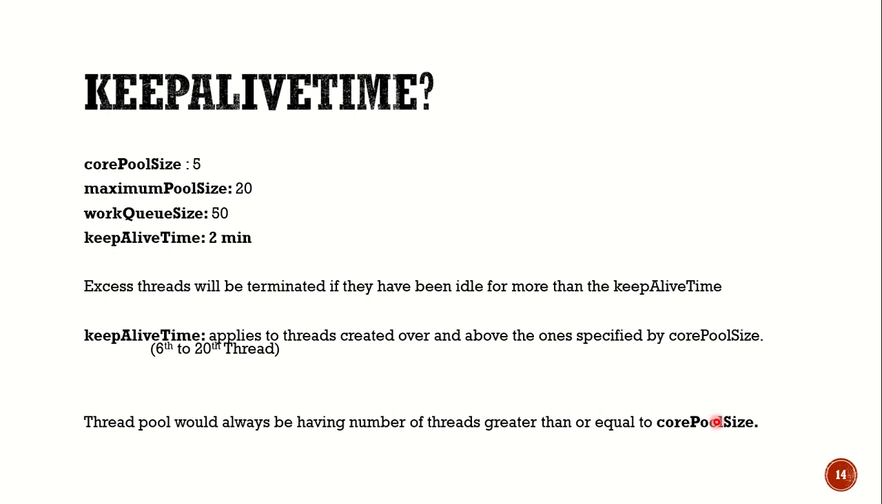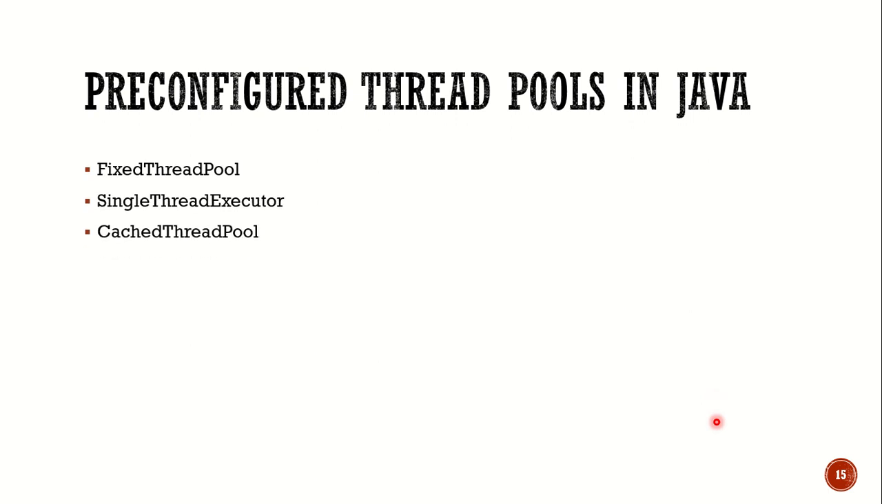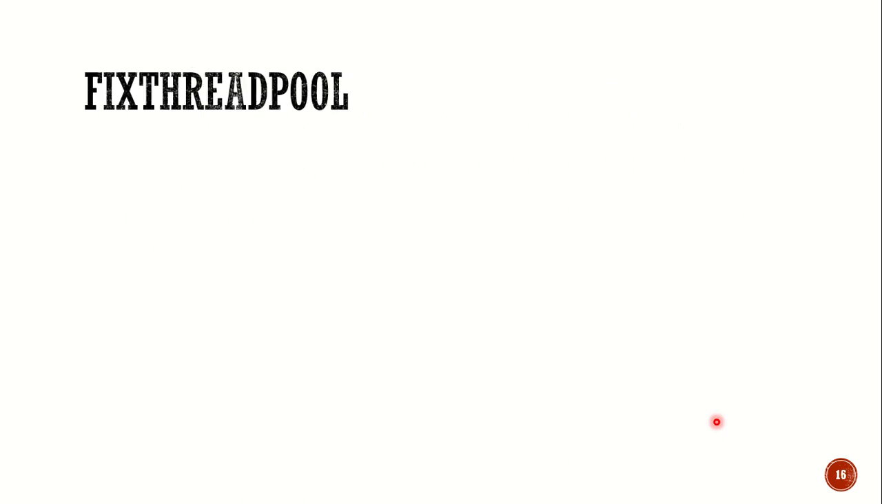Java provides us a lot of pre-configured thread pools. So let's try to understand some of them. We would be discussing fixed thread pool, single thread executor and cached thread executor. And since they all are pre-configured, let's look into the configurations.